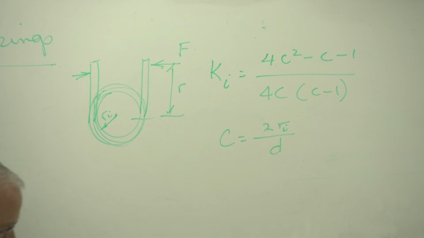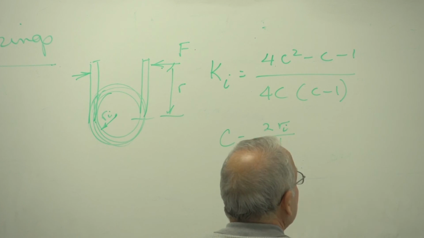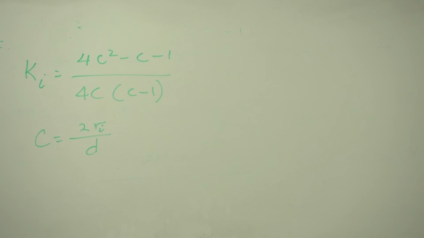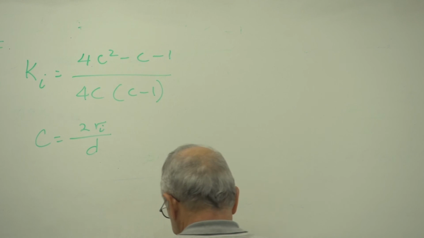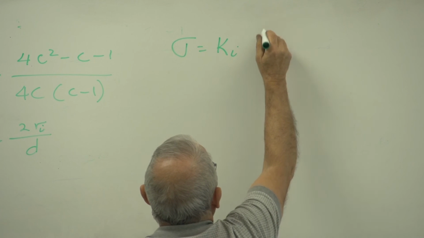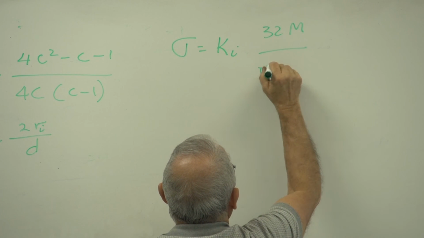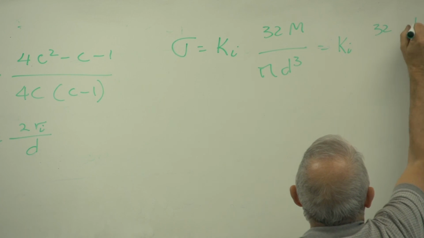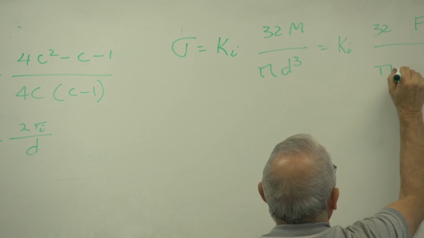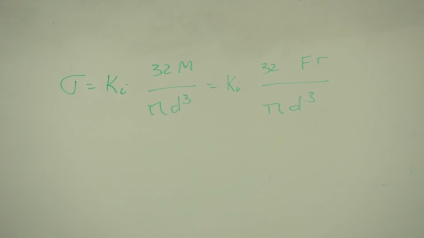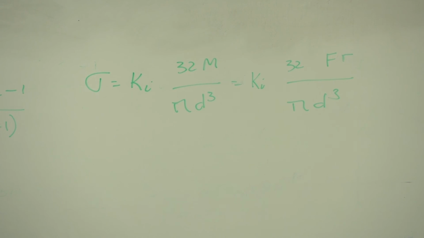The stresses are calculated as before, writing, of course, a bending moment equation. So sigma is equal to Ki times 32M divided by pi d cubed, which is Ki times 32 Fr divided by pi d cubed. The reason why I wrote it Fr is because I'm going to use it. Otherwise, you don't have to use it. You don't have to look at it in the second way.